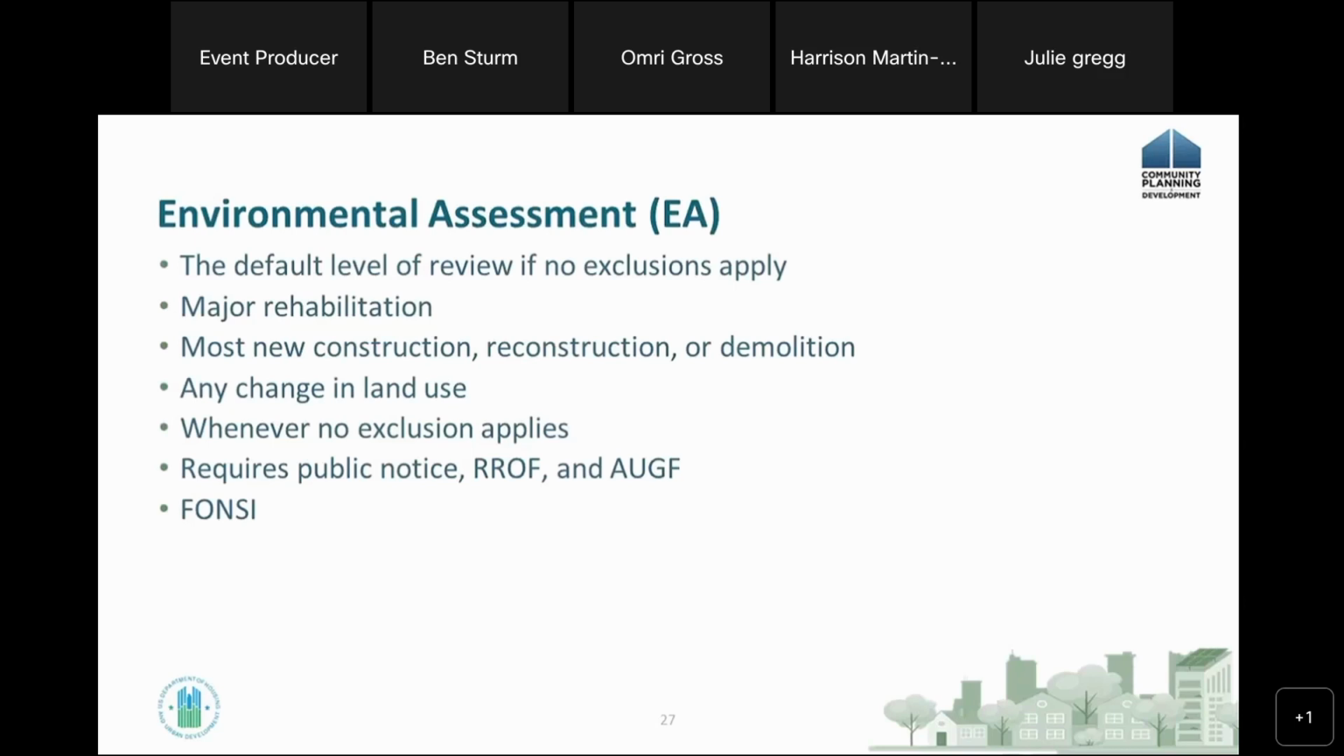Environmental assessments require an additional set of components for analysis on top of the related laws and authorities, including environmental assessment factors and the NEPA analysis. Environmental assessments cannot be converted to exempt. Upon completion of analysis, the responsible entity would make a finding of either significant or no significant impact. Finding of no significant impact is also known as a FONSI. This would also require a public notice process, submission of the request for release of funds, and the authority to use grant funds from HUD. Next slide, please.